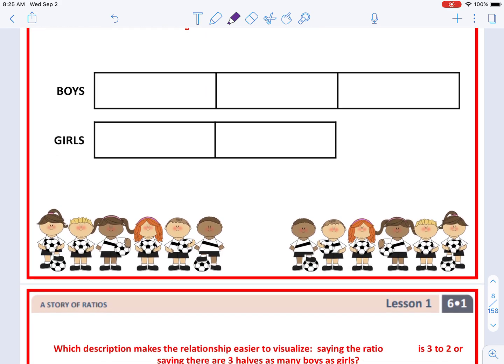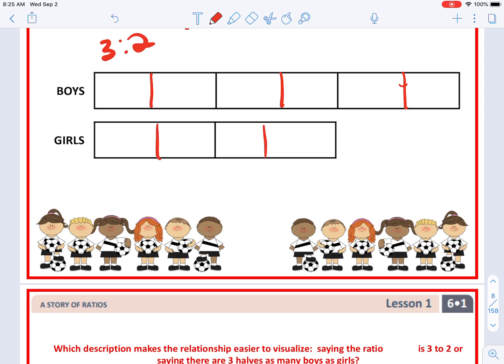So let's move on. Sometimes on some specific questions, they're going to ask you to show a ratio using tape diagrams. You should have done tape diagrams last year, okay? So it shouldn't be a new concept for you. Our ratio was 3 to 2. So here, for boys to girls, they created this tape diagram showing 3 boys to 2 girls.